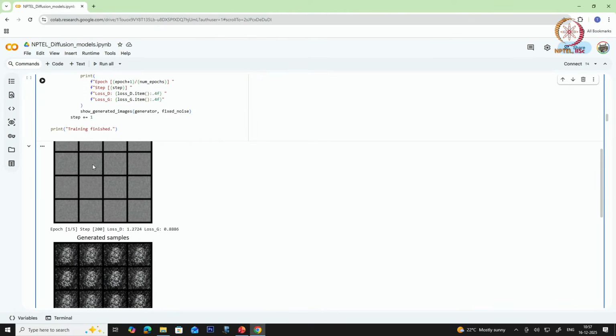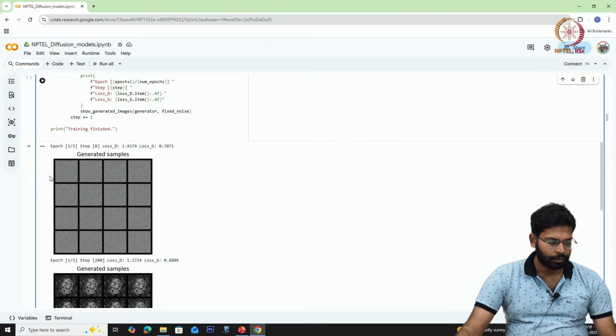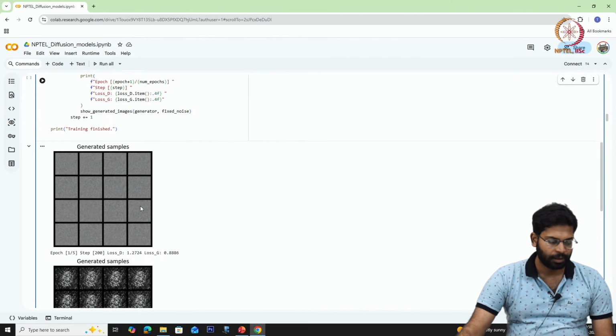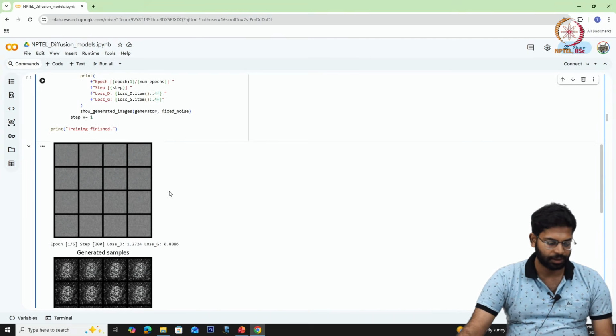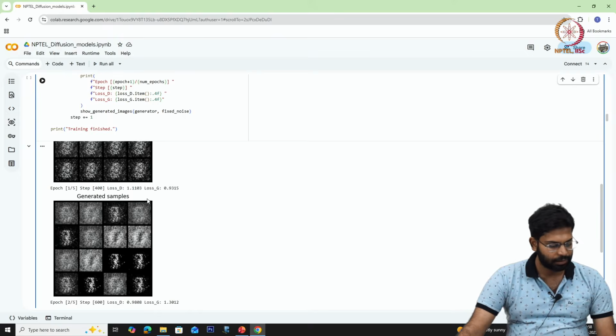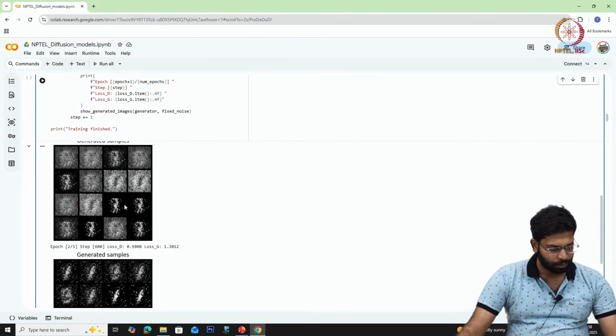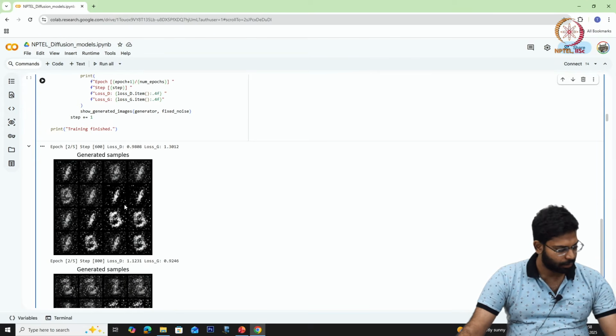So we have plotted a set of around 16 images that the generator is producing. Initially the generator was producing images which are like noise, which can be easily detected as fake images. But as the epochs progress, you can see that these images are slowly converging to real looking images.